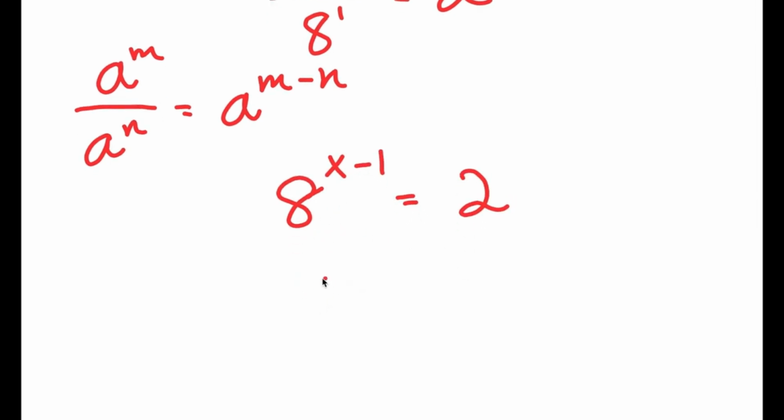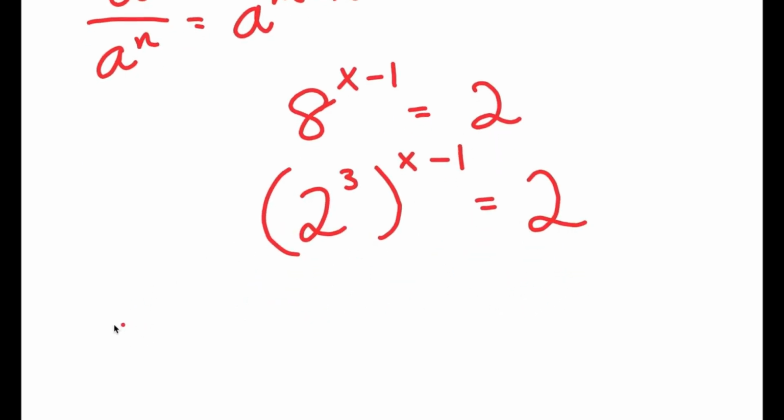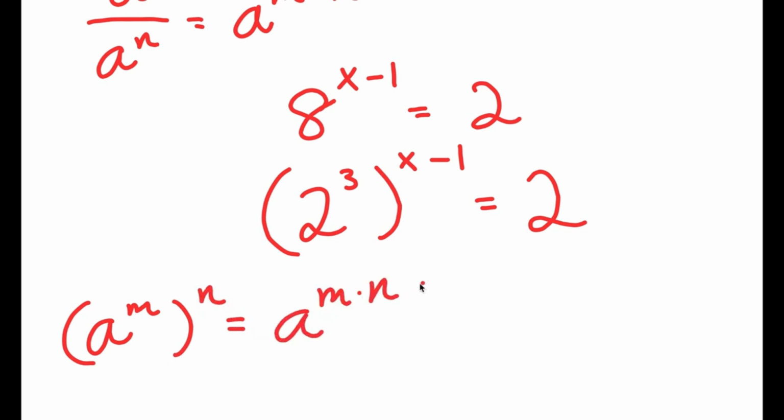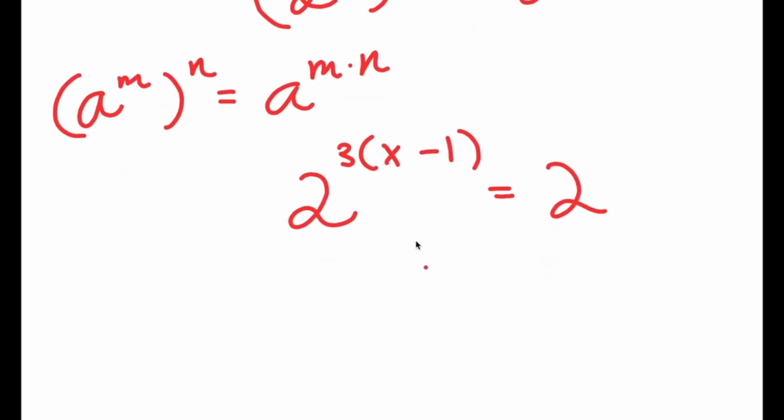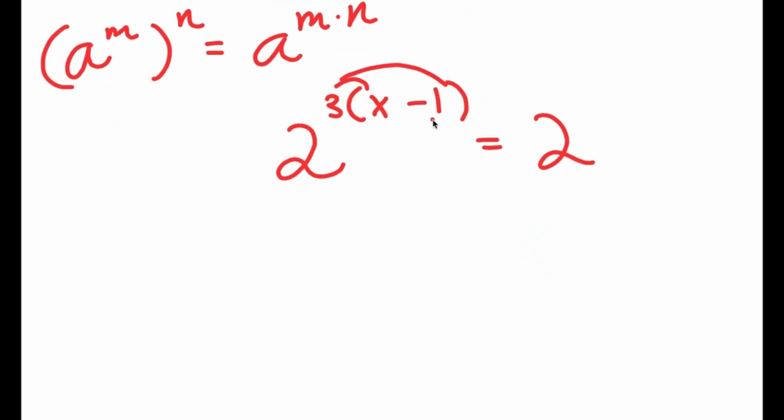Now 8 is the same thing as 2 to the power of 3, so I get 2 to the power of 3, to the power of x minus 1, is equal to 2. And if I have something in the form a to the power of m, to the power of n, this is equal to a to the power of m times n. So 2 to the power of 3, to the power of x minus 1, is the same thing as 2 to the power of 3 times (x minus 1). And 3 times (x minus 1), I can distribute 3, so I get 2 to the power of 3x minus 3 is equal to 2.